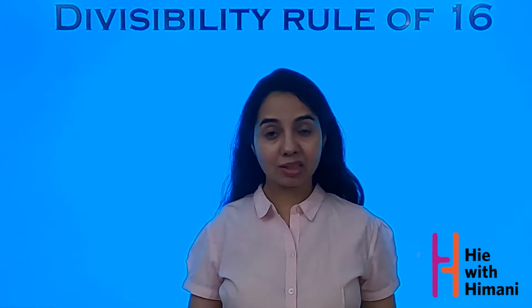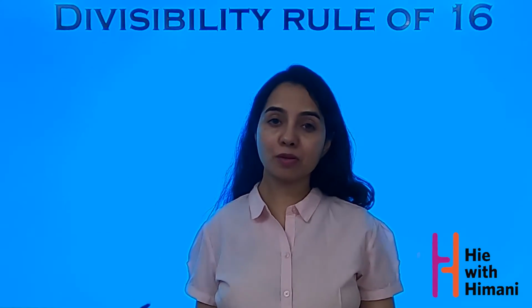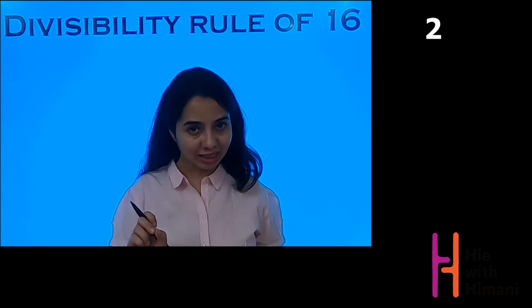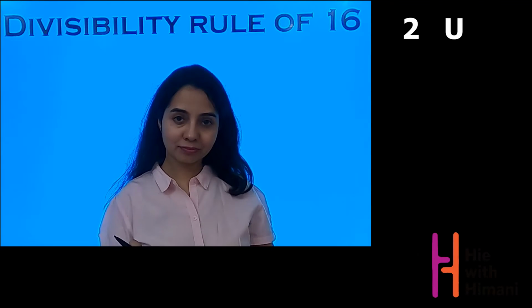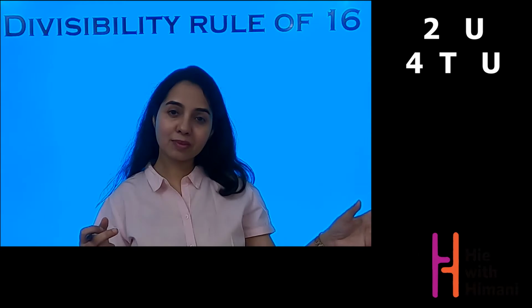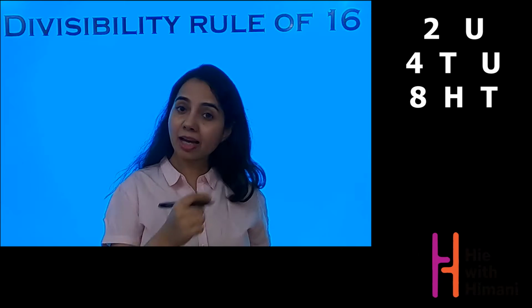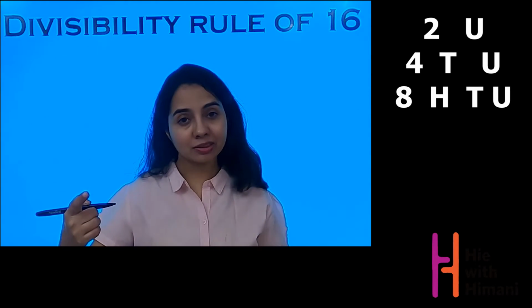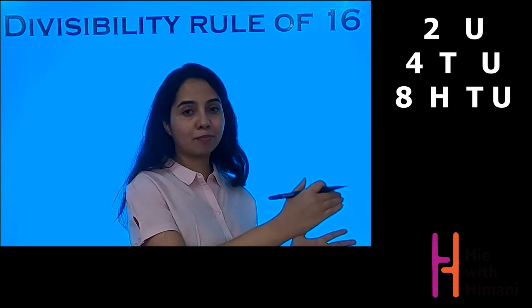Divisibility rule of 16. This will work in a similar way to the divisibility rules of 2, 4 and 8. If you remember, for 2 we were checking the units place. For 4 we were checking the tens and units places. For 8 we were checking the hundreds, tens and units places. Every time, if you see, the number is getting doubled and the places we were checking were also increasing by 1.